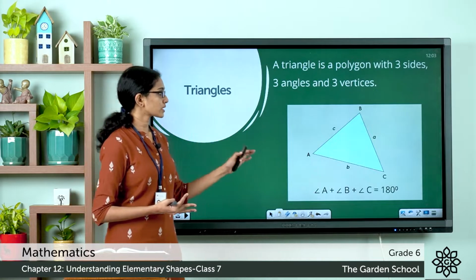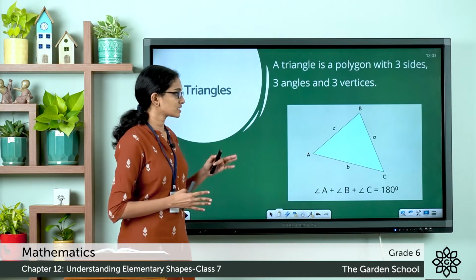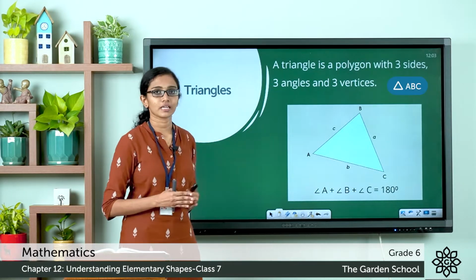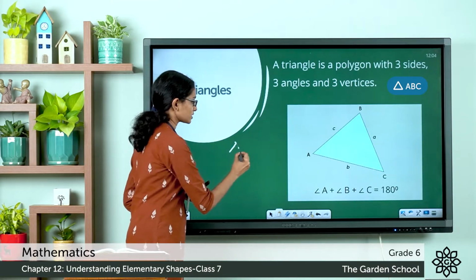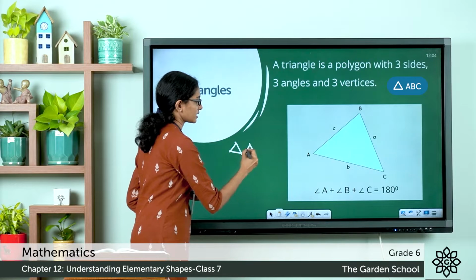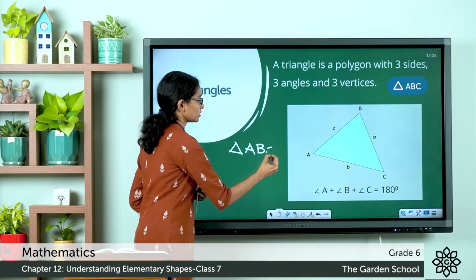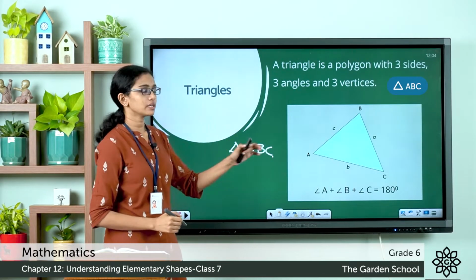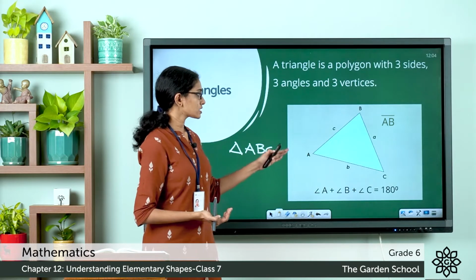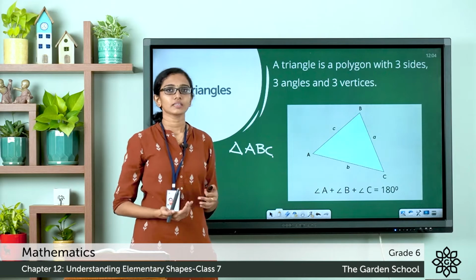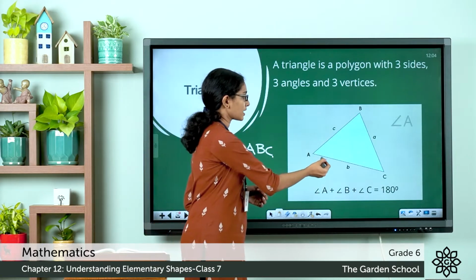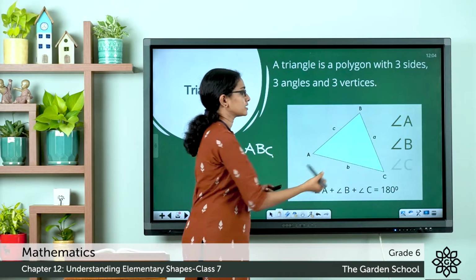Now, here you can see a picture of a triangle. This is triangle ABC. How do you represent this in writing? We'll draw a small triangle like this and we write the name of the vertices. So this is triangle ABC. Now the sides are side AB, side AC and side BC. The interior angles are angle A, angle B and angle C.